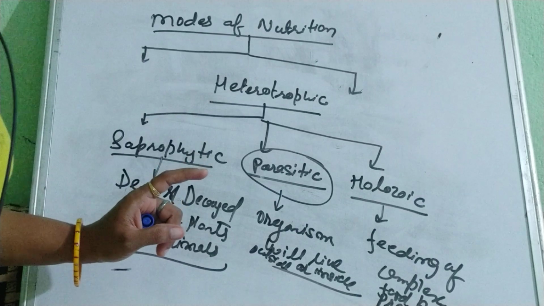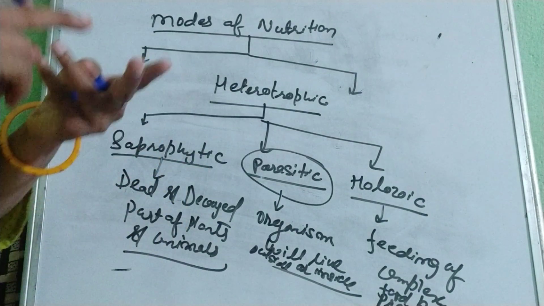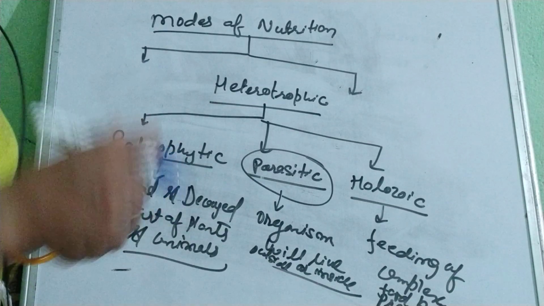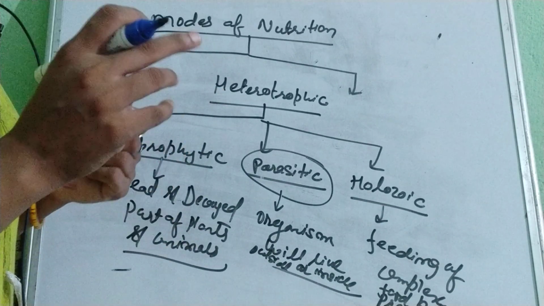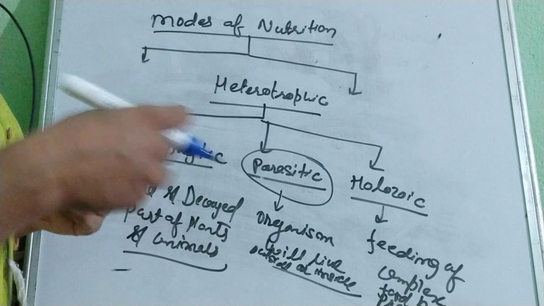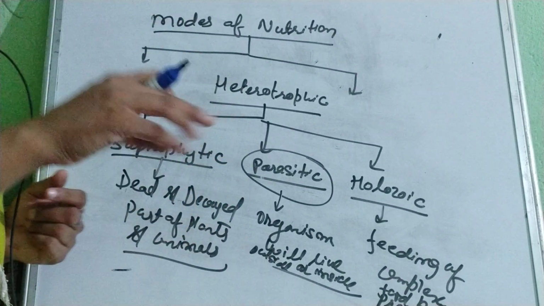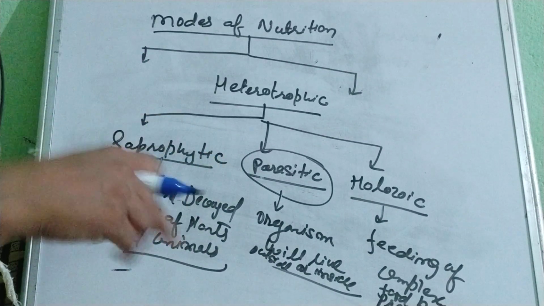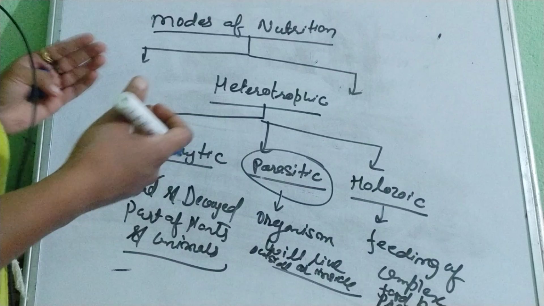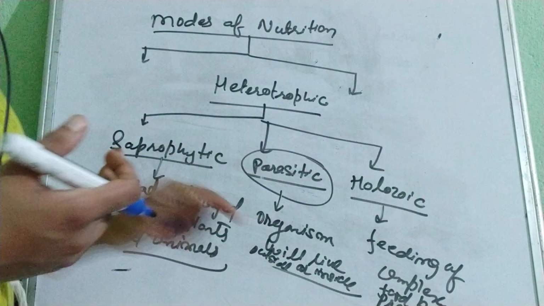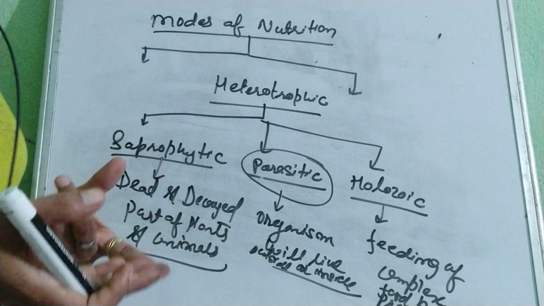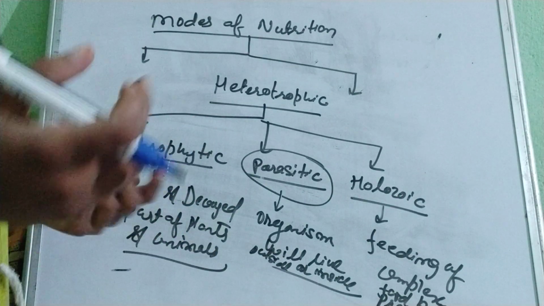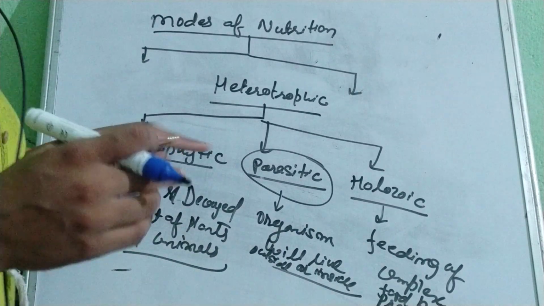So right now I have discussed the modes of nutrition. There are two different modes of nutrition: autotrophic and heterotrophic. Autotrophic is of two types: photo and chemo. Photo means organisms which make food in the presence of sunlight. Chemo means organisms which prepare their food in the presence of chemicals. Heterotrophic has three types: saprophytic, parasitic and holozoic. Sapro means dependent on dead and decayed parts of plants and animals for obtaining food, and that process is called the saprophytic mode of nutrition.